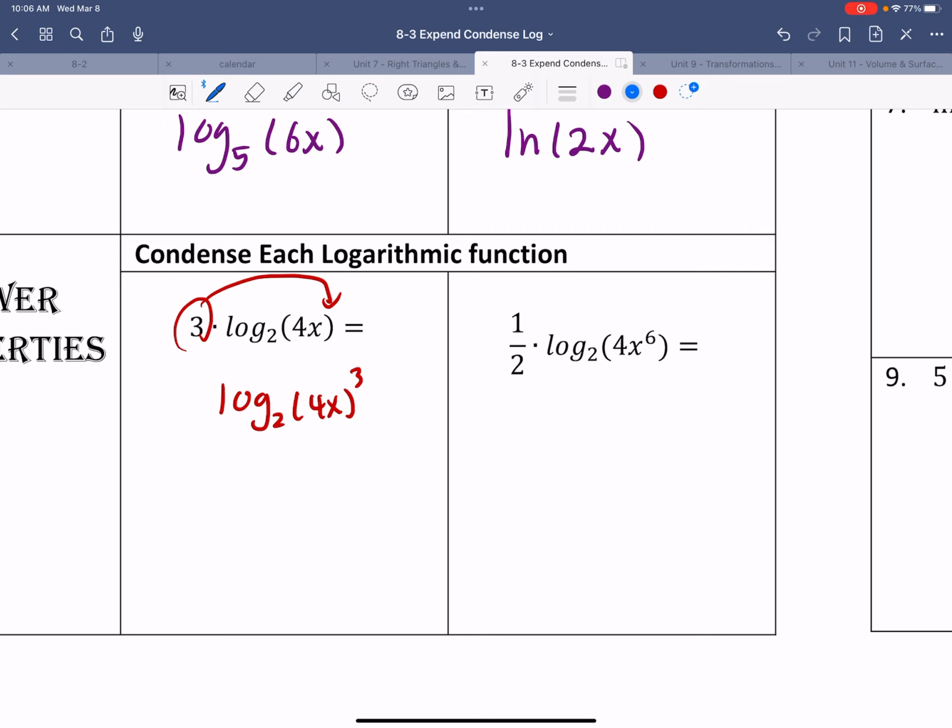And obviously there is another way that you can represent it, which means you can distribute this. So you're gonna do 4 to the third power, x to the third power. And 4 to the third power, as you can see, is 64. So this is gonna be 64x to the third power. And that's it.